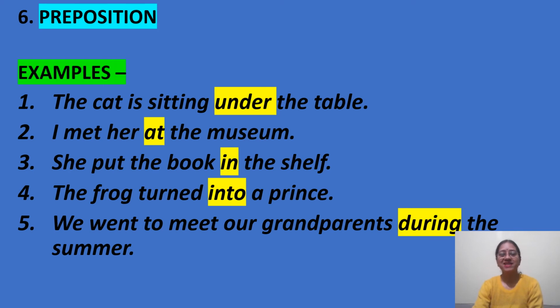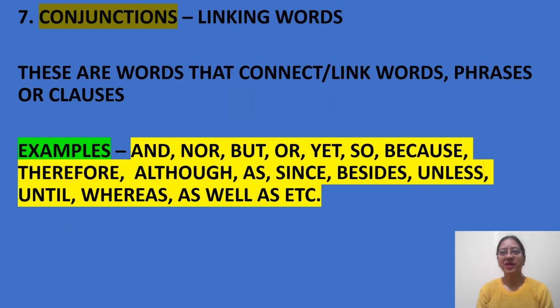The cat is sitting under the table. I met her at the museum. She put the book in the shelf. The frog turned into a prince. We went to meet our grandparents during the summer. So all the highlighted words here, these are under, at, in, into and during. These are all prepositions.